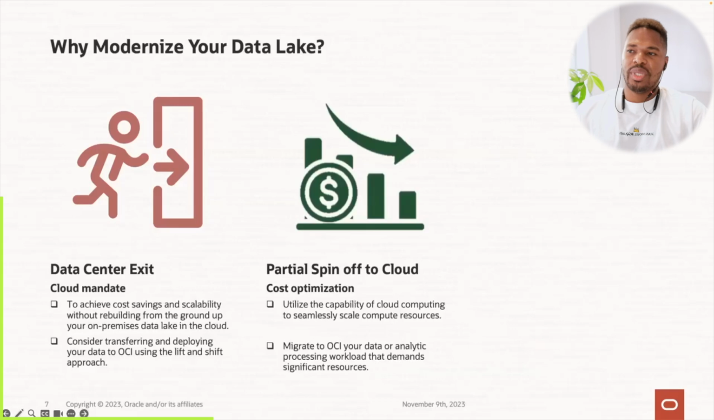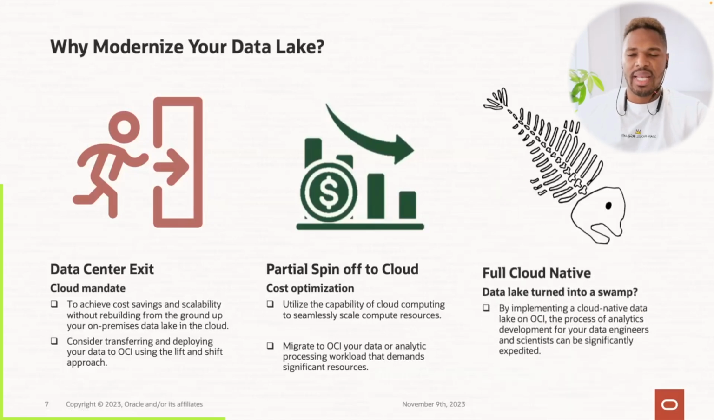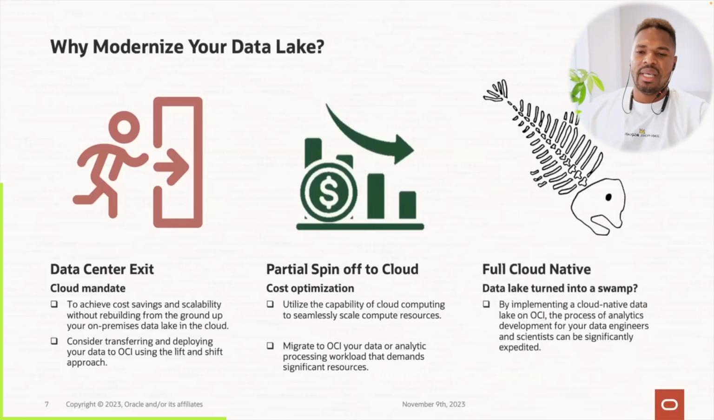The second driver that we often see when it comes to modernizing your data lake is cost optimization. So basically you will target a compute or resource intensive workload that is currently running on your private data center, and you decide to migrate this to the cloud. So it can be, for example, that you target your big data cluster that's currently running on premises and you decide to move it to the cloud to take advantage of the cloud model and all of its benefits. A last reason that you can target in here is the full cloud native migration.